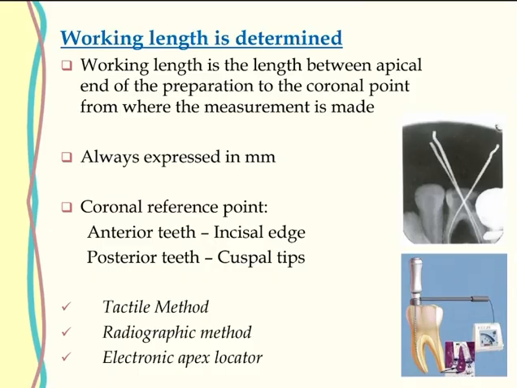Once it is irrigated and you have removed the pulpal tissue, you determine the working length. Working length is determined either by the tactile method, where you place the file and feel the apex with tactile sensation, or by the radiographic method, placing the file and taking a radiograph, or even with an electronic apex locator. These are commonly used methods for working length determination.